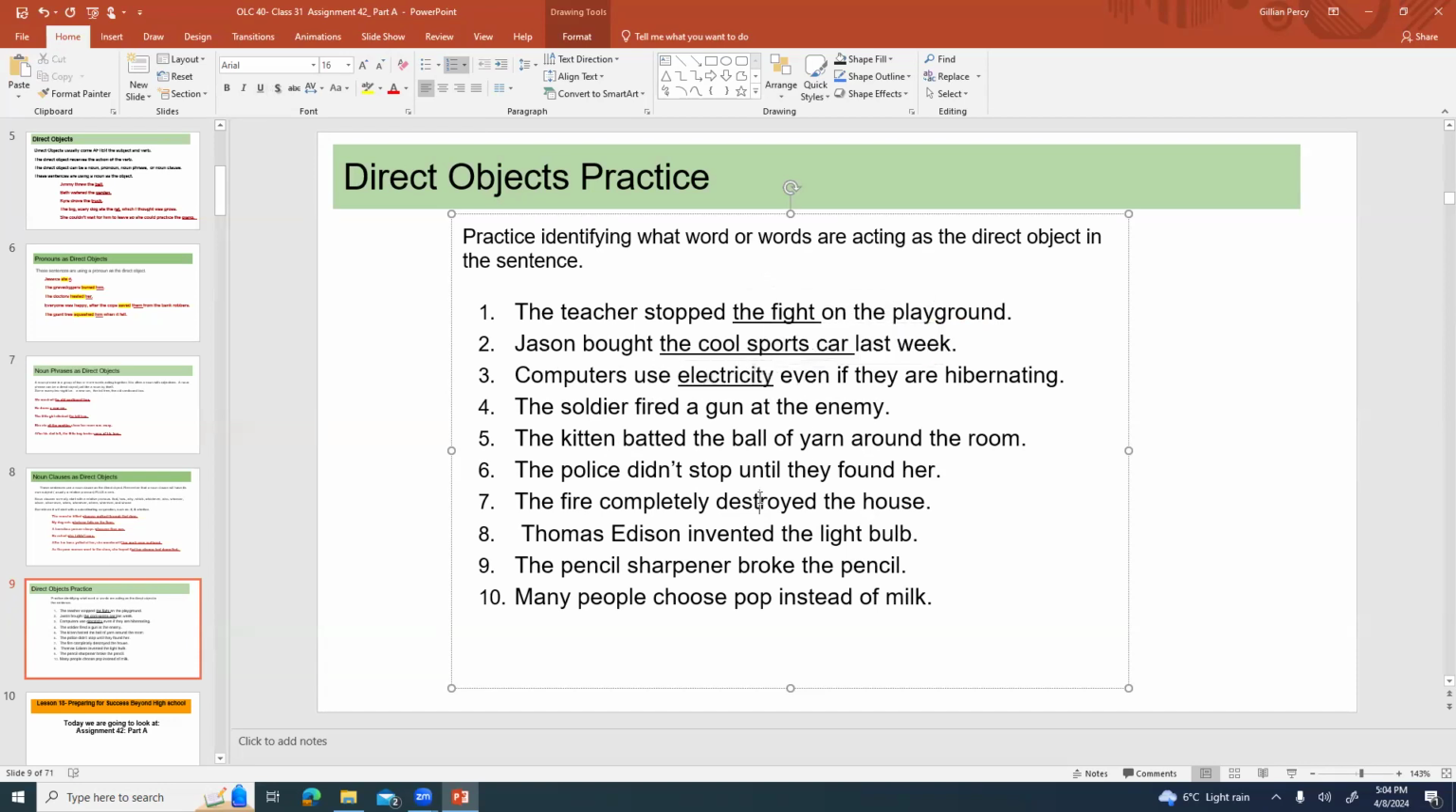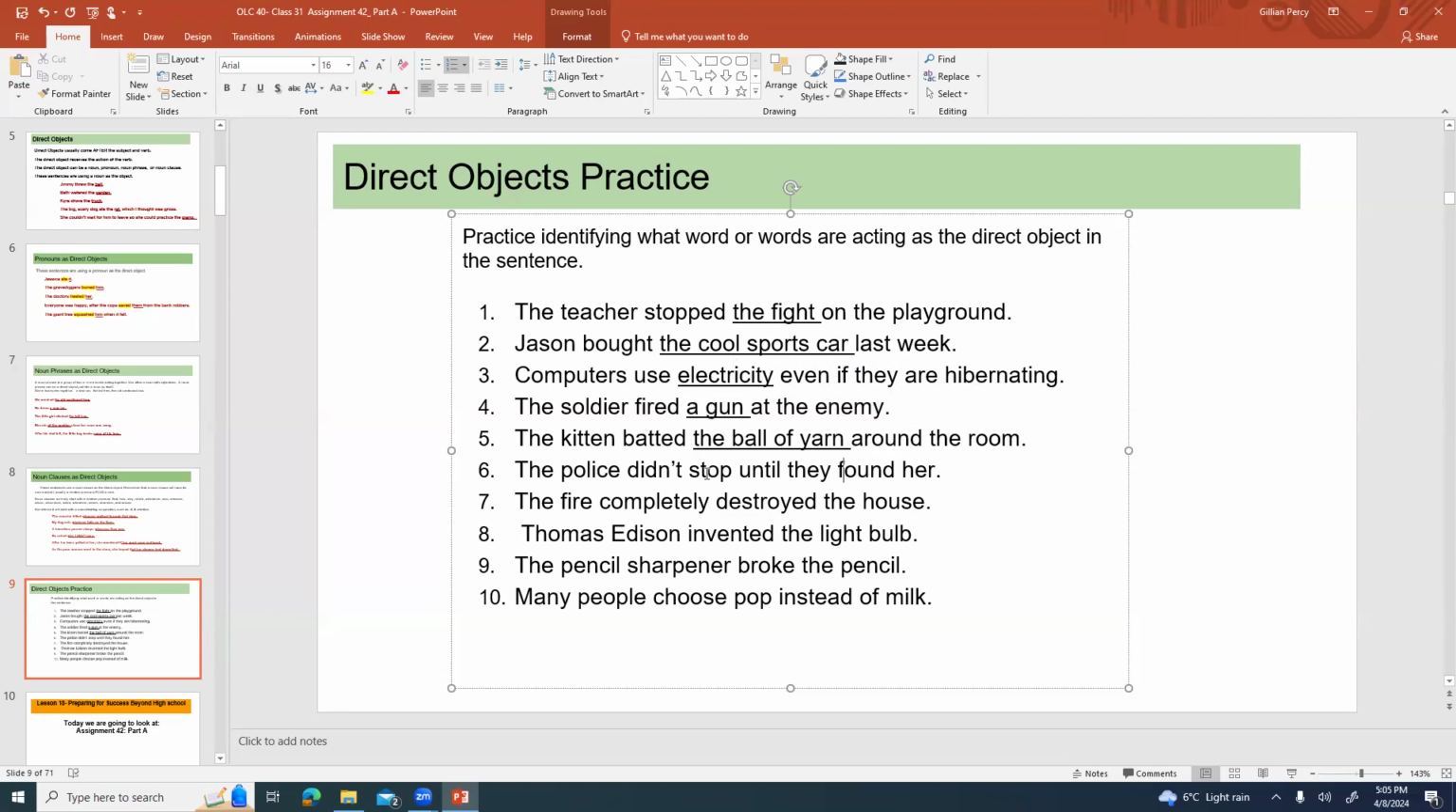Okay. The soldier fired a gun at the enemy. So what did they fire? They fired a gun. The kitten batted the ball of yarn around the room. What are they batting? The ball of yarn, right? I'm not including around the room because around the room isn't a direct object. It's describing where. It's acting as an adverb phrase, actually.